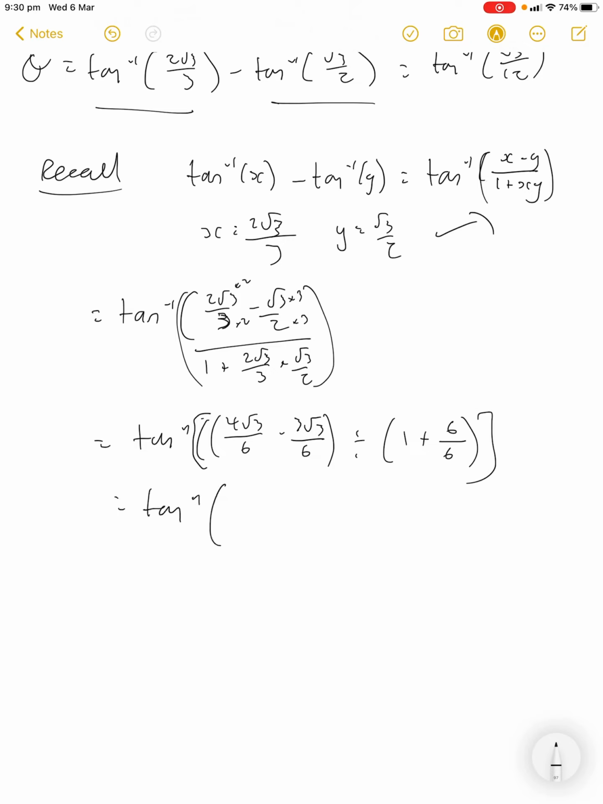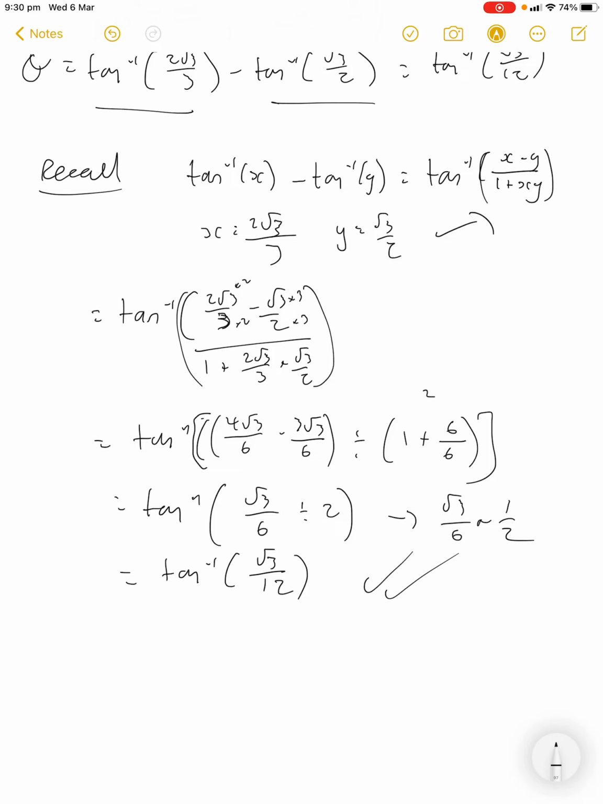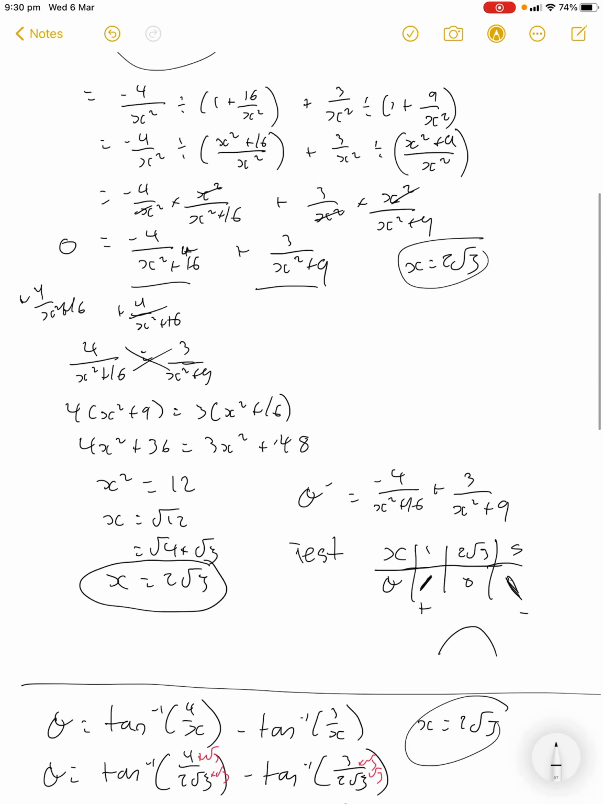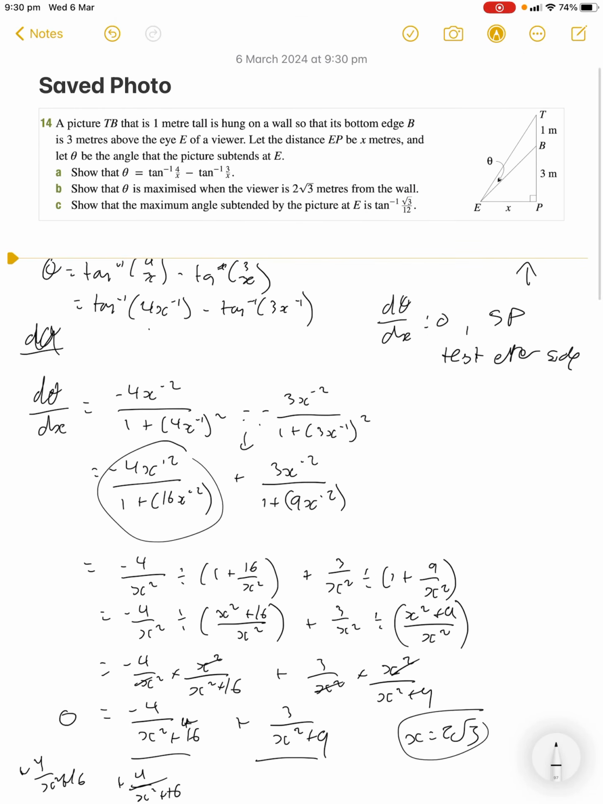Clean it up a little bit. 4 root 3 over 6 minus 3 root 3 over 6 is root 3 over 6. That's going to be 1 plus 1, which is 2, divided by 2 gives me the inverse tan of root 3 over 12. Remember, that's just root 3 over 6 times 1 over 2. And that is the answer we are after. So that is some really high level of operating with inverse trig using the working calculus on maximums and minimums and going from there.